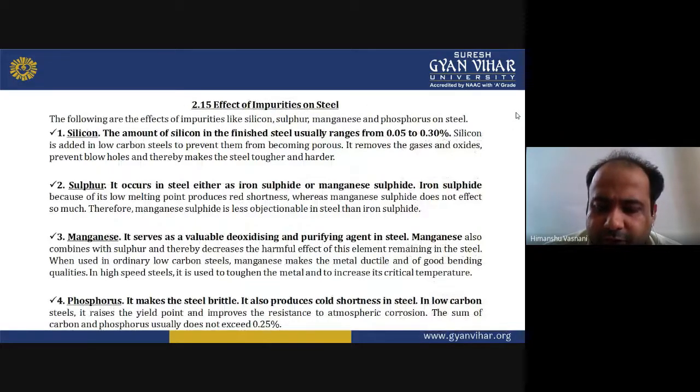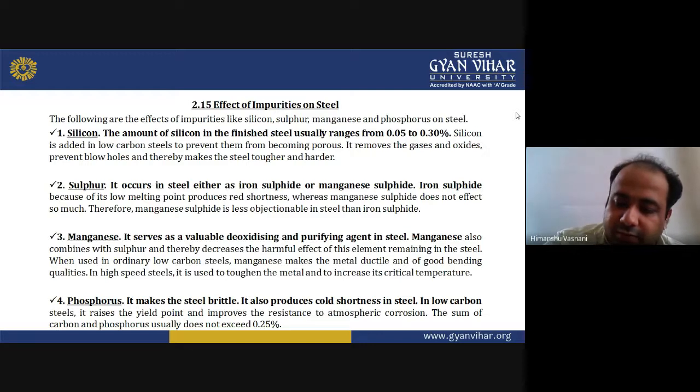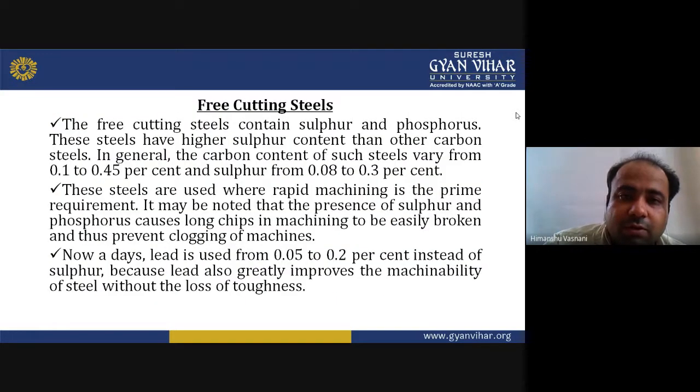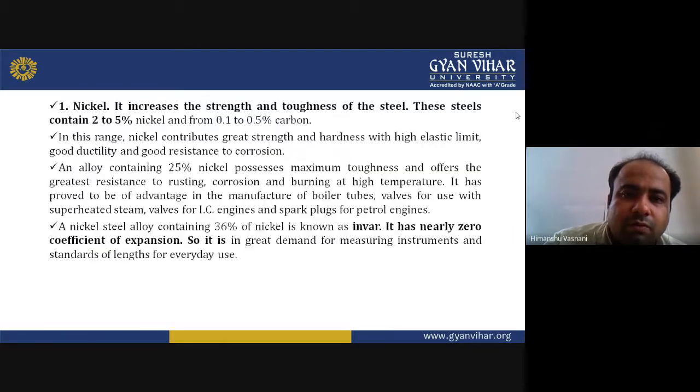Then the effect of impurities on steel. In this, you can understand the various impurities and the effect of impurities on the steel. So let's go to the quiz for now, because we should solve the quiz also in this lecture. Let's go with the quiz.